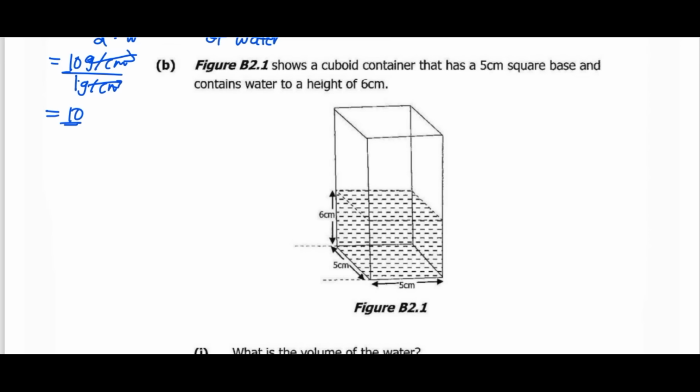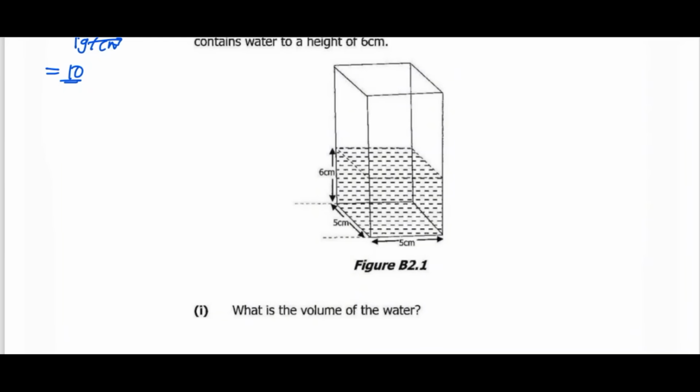Now we move on to question B. Figure B2.1 shows a cuboid container that has a 5 centimeter square base and contains water to a height of 6 centimeters. Now let's look at the first question. What is the volume of water? For this question, we need to find the volume by using the formula. We can see that the base is a square, so this means that we have two distances that are equal, then our height is 6 centimeters. So the formula will be L times L times height.